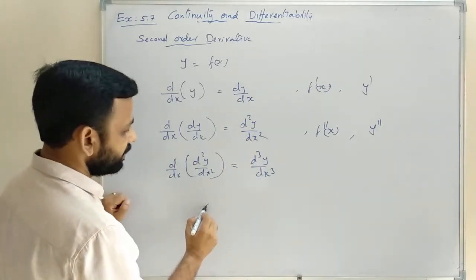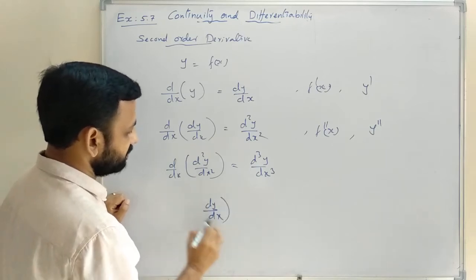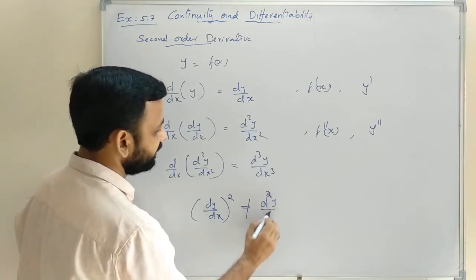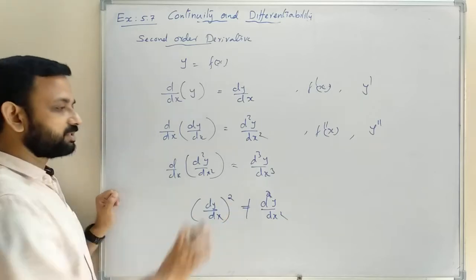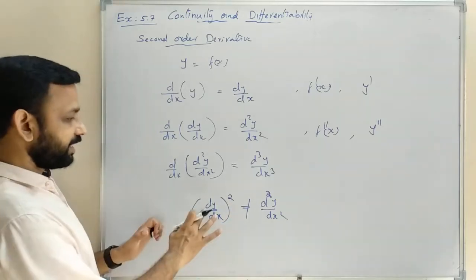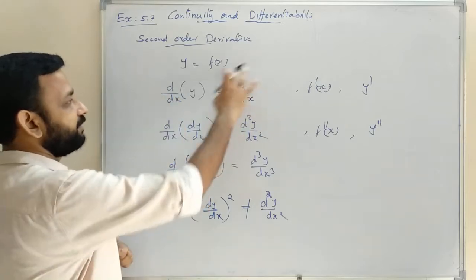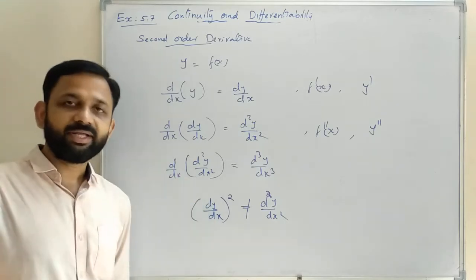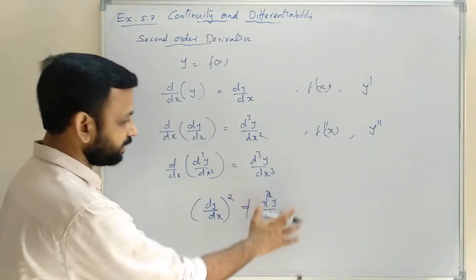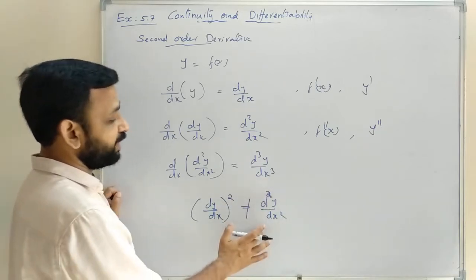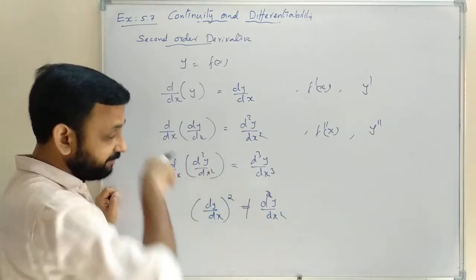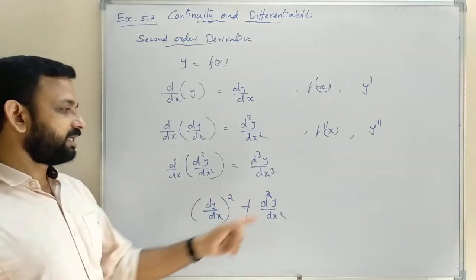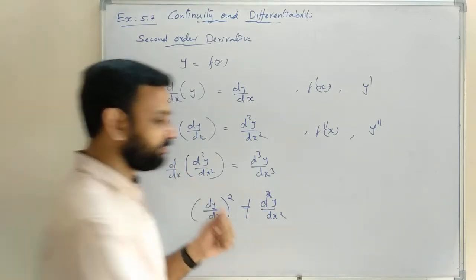And here, dy by dx all square is not equal to d square y by dx square. dy by dx all square is the square of dy by dx, and d square y by dx square is the second order derivative. Both are different. This is the second order derivative, the derivative of dy by dx, and this is the square of dy by dx. That is the difference between these two.